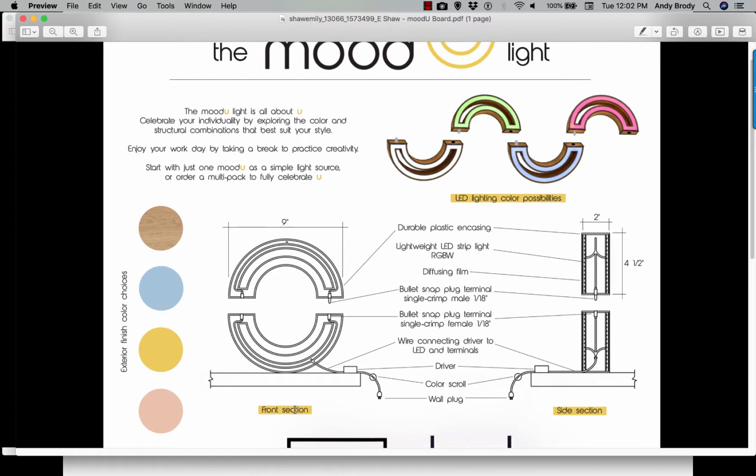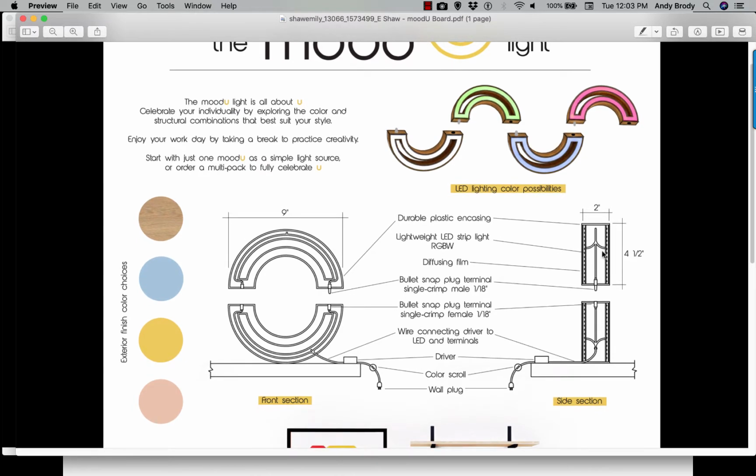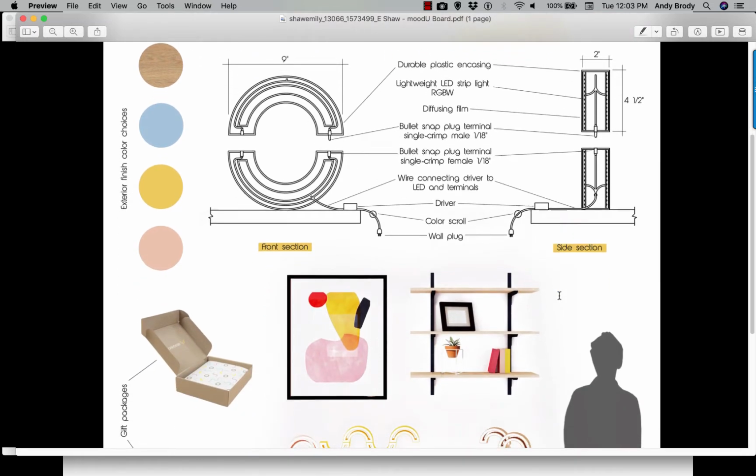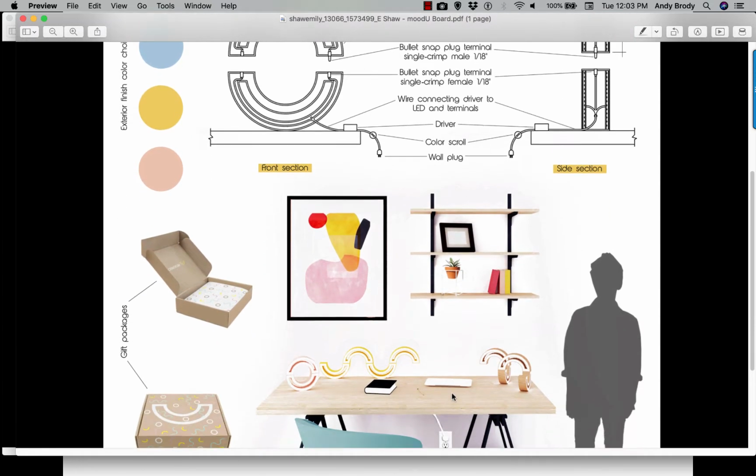You can see how this is a front section and a side section because in this case, the fixture was shaped in such a manner that the sections were different from left to right. And she really worked through the location of all the elements that make the thing work. All the light sources, including LED strips, and also a plastic casing that glows. Okay. And she showed it in a number of situations.